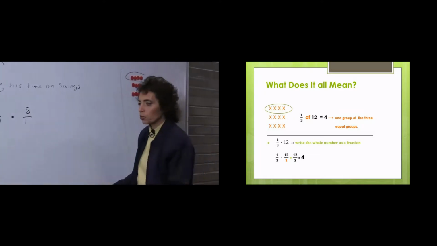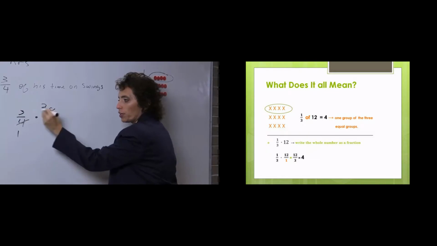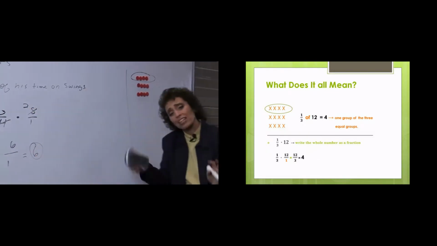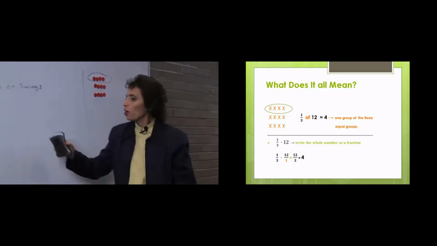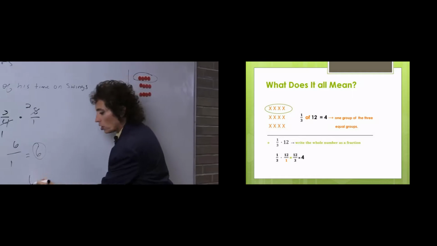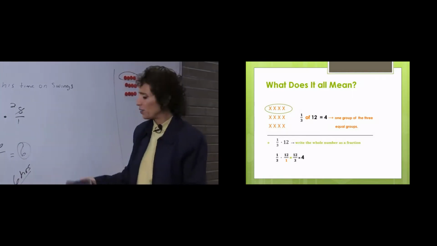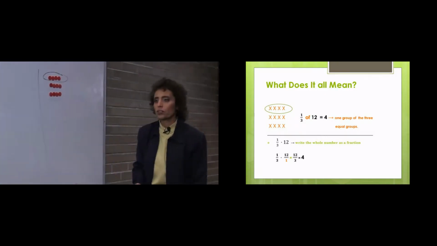Now I get to multiply. 4 goes into 4 once. 4 goes into 8 twice. 3 times 2 is 6. 6 over 1 is 6. I'm really glad I didn't get 4 because we kept getting 4. I kept thinking you'd always think the answer was 4. All right. So 6 hours on the swing.